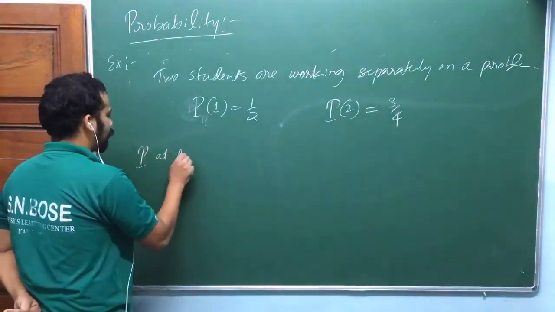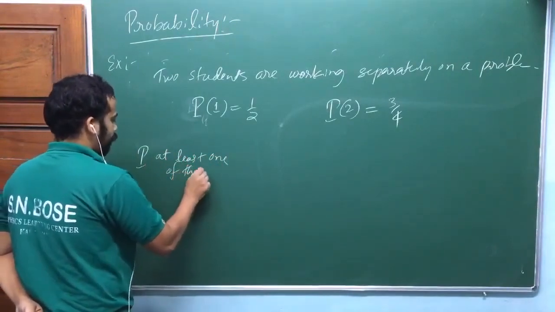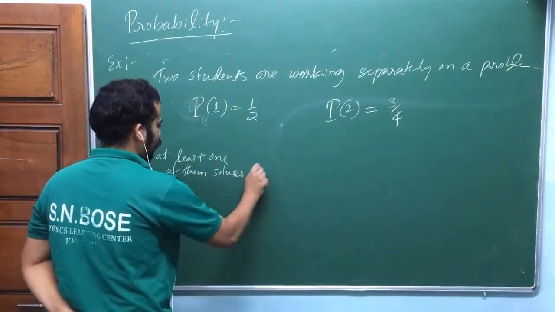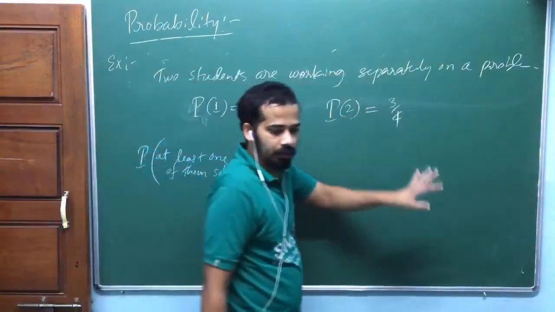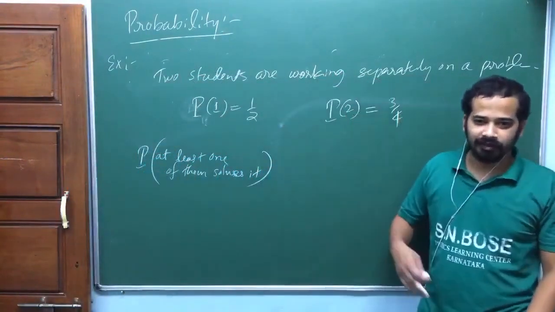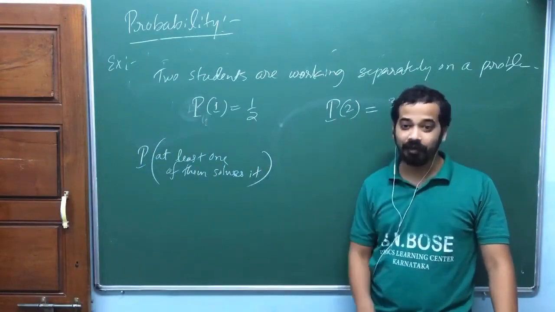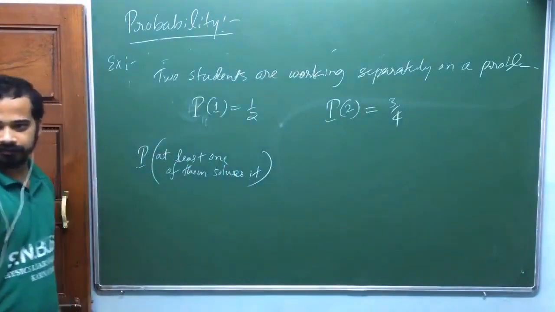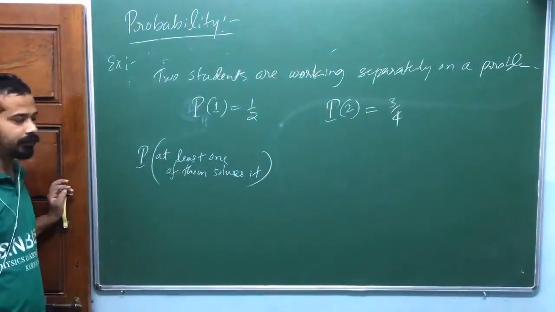Probability that at least one of them solves it. They are working separately, okay? They are not seeing each other. If one solves, the other will not copy him. Is that okay? They are working on this separately. They are independent, okay? Every piece of information will be there in the question, okay?